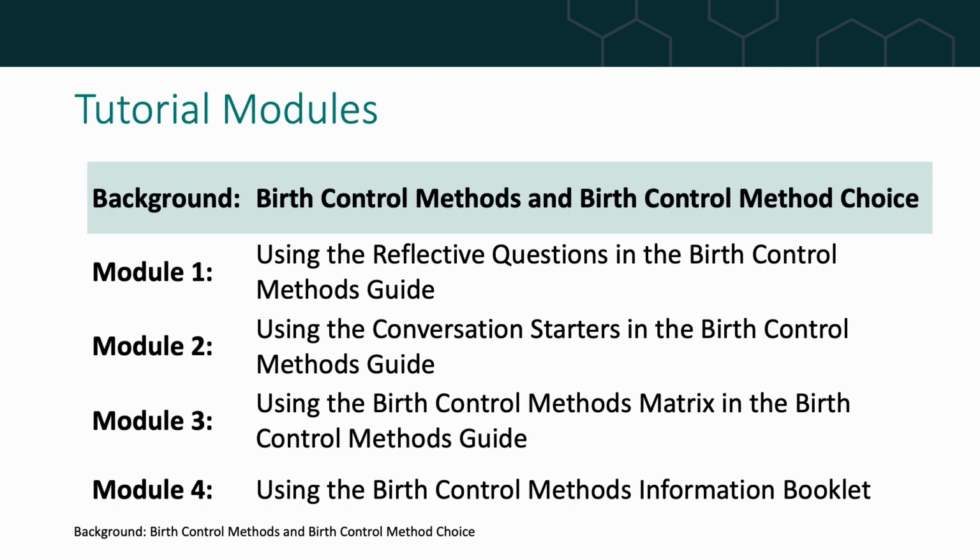This is the background module. It reviews what we know from research about the factors that influence young people's birth control method choices and provides information about the different categories of birth control methods included in the Birth Control Methods Guide and Information Booklet. Module 1 describes how to use the self-reflection questions in the Birth Control Methods Guide. Module 2 explains how to use the conversation starters in the Birth Control Methods Guide. Module 3 explores how to use the Birth Control Methods Matrix in the Birth Control Methods Guide. And Module 4 illustrates how to use the Birth Control Methods Information Booklet.